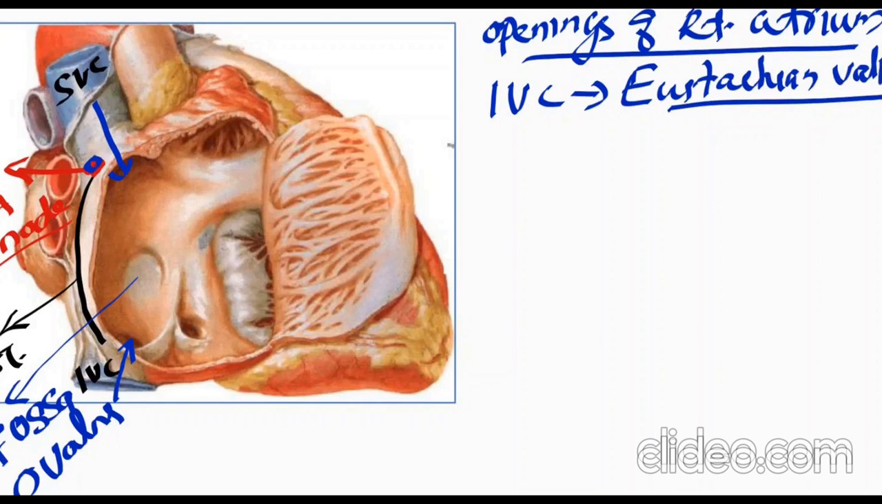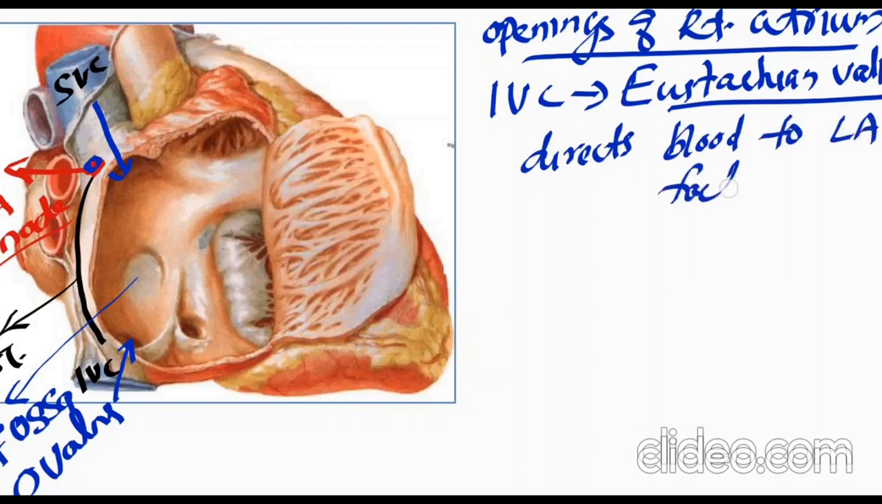The Eustachian valve, I told you, directs blood to the left atrium during fetal life. I told you at this fossa ovalis there was a foramen. This foramen bypasses the blood from the right atrium to the left atrium. Okay, so that is the function. That means this Eustachian valve directs the blood of the inferior vena cava to the left atrium. That is the function of this Eustachian valve.